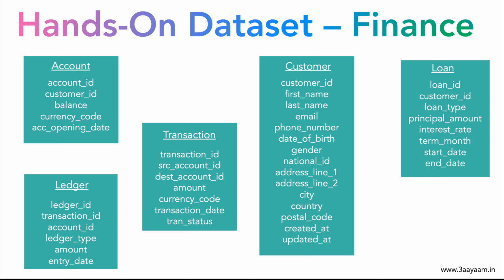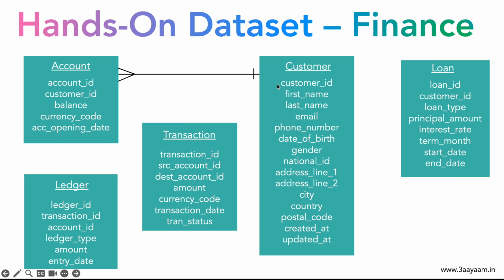Now all these tables are related to each other. For example, customer and account are related to each other like this. Customer and account has one-to-many relationship, meaning that a single customer can have multiple accounts, but one account would always be associated with one customer. A single account cannot be associated with multiple customers, at least for the dataset that I'm going to use.